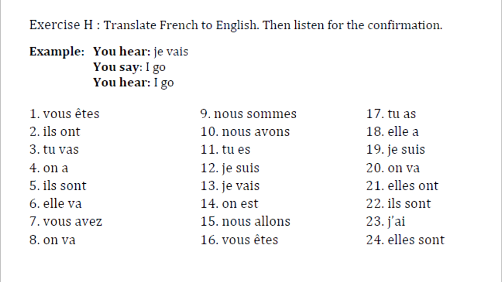Exercise H. Translate French to English and then listen for the confirmation. For example, you hear je vais, you say I go, you hear I go. Number 1. Vous êtes. You are. 2. Ils ont. They have. 3. Tu vas. You have. 4. On a. We have. 5. Ils sont. They are.